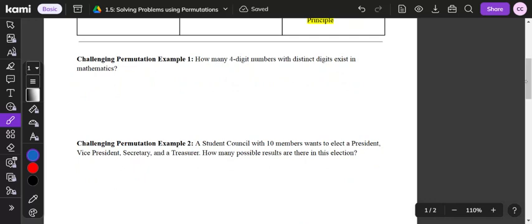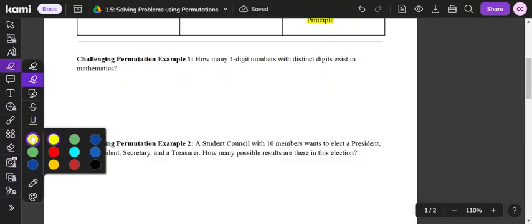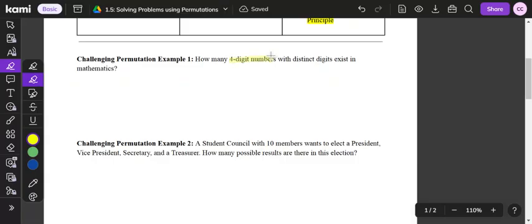In the first example, it says how many 4-digit numbers with distinct digits exist in mathematics? All right, so a couple things. First off, 4-digit numbers. That means I am looking for a number with 4 places, just like this. The next thing I'm going to highlight is distinct digits. That means no numbers are going to repeat. Distinct means unique. So I'm going to write myself a quick note. No repeating numbers.